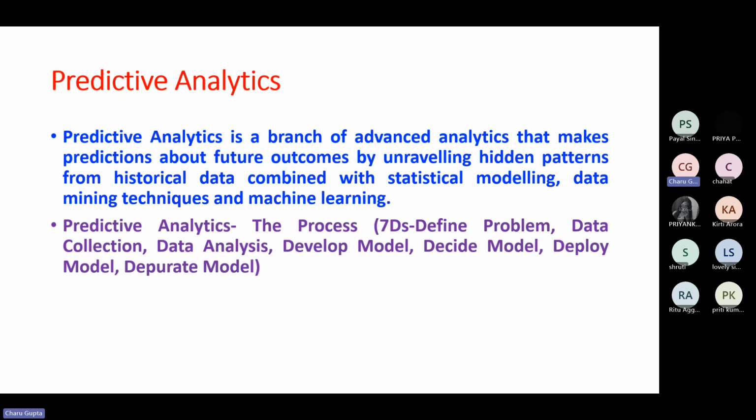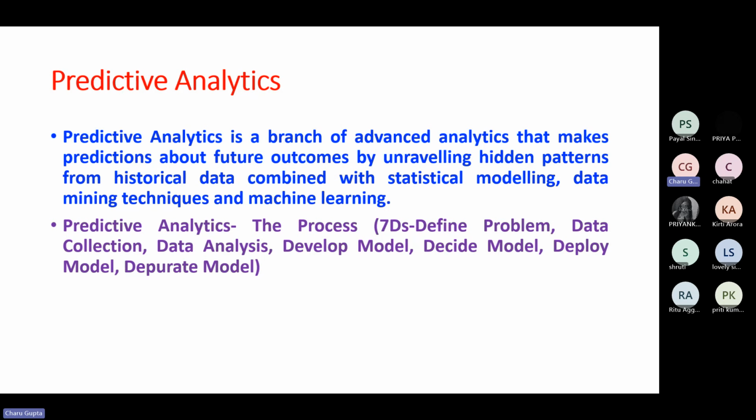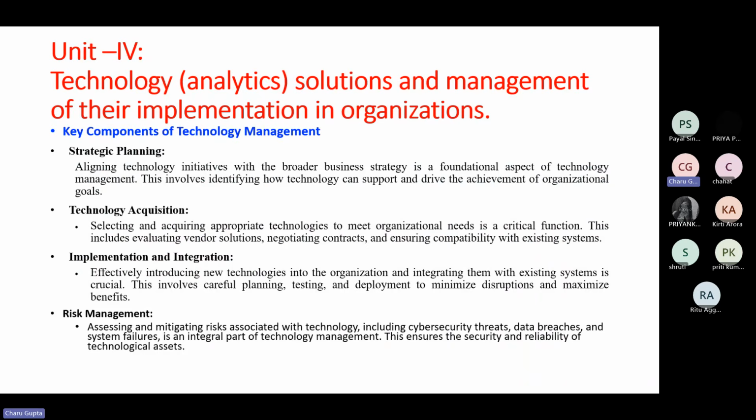So, we have studied that predictive analytics is a branch of analytics which identifies the hidden patterns from the historical data using statistical modeling to predict the future outcomes. Now, the predictive analytics consists of 7 processes: define the problem, collection, data analysis, and developing the model, deciding the model, and then depurate the model. Depurate the model means we need to improve the model based on the feedback and new data.